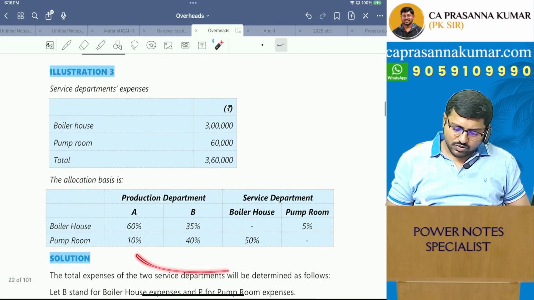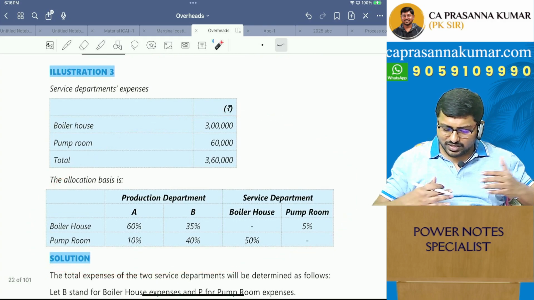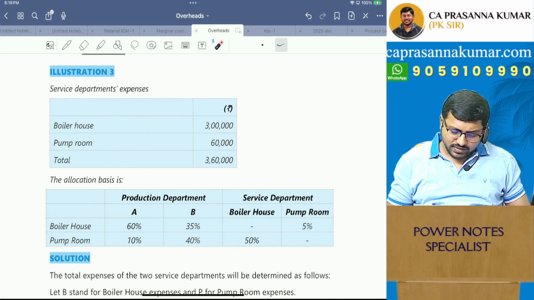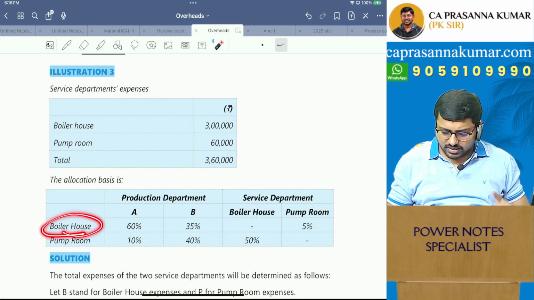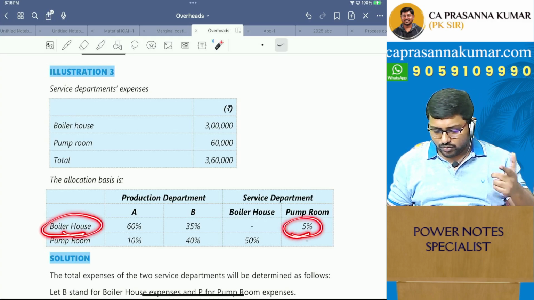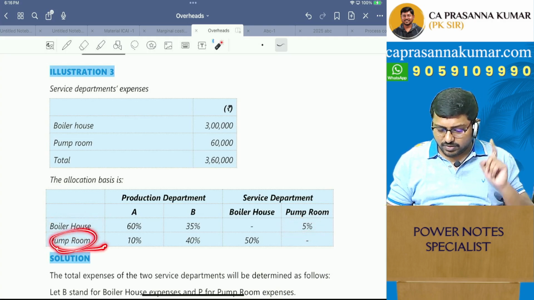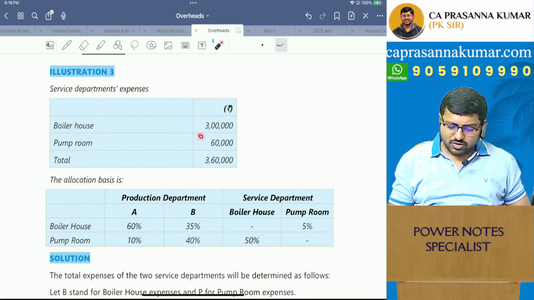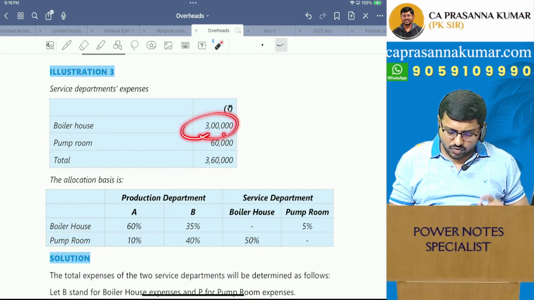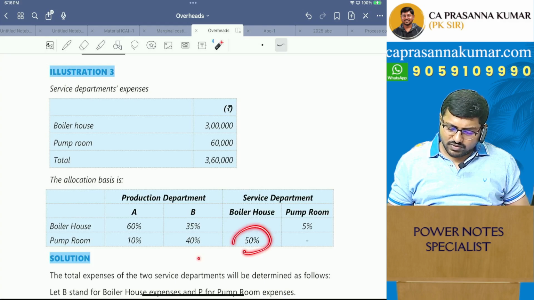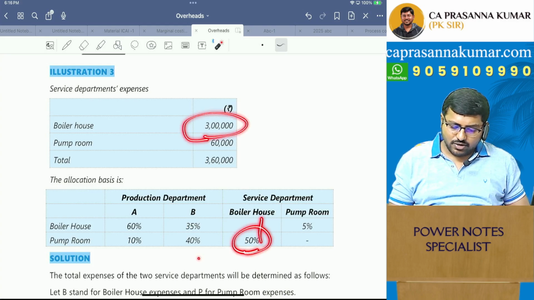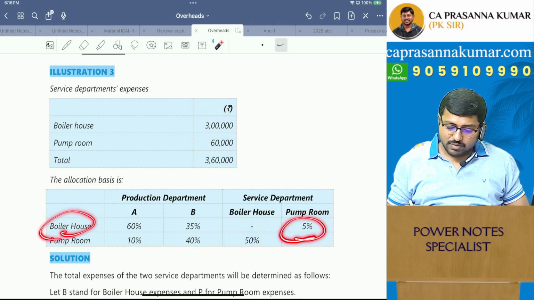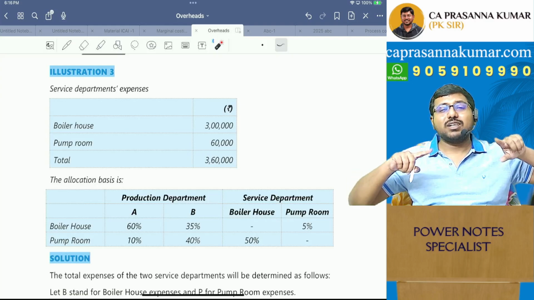Okay, now how to solve this? See, the problem is here you are having reciprocal services. Means what? Boiler house is a service department giving 5% of the service to pump room. Similarly, pump room is a service department giving 50% of the service to boiler house. Now let's say boiler house expenses are 3 lakhs. Is it 3 lakhs really? No, because pump room is giving 50% to boiler house. So that also you need to add to find out the exact value of boiler house. Similarly, boiler house is also giving 5% to pump room. So therefore it's a deadlock for you. That's why we have to go for simultaneous equations.